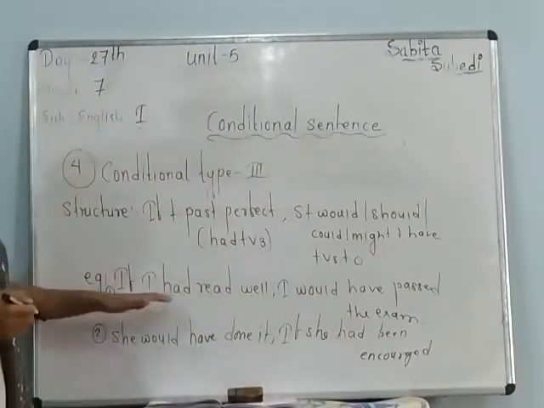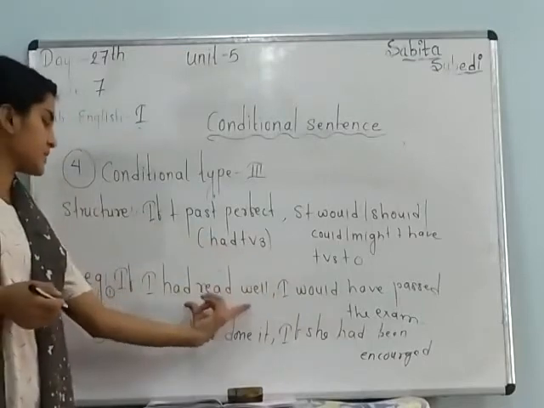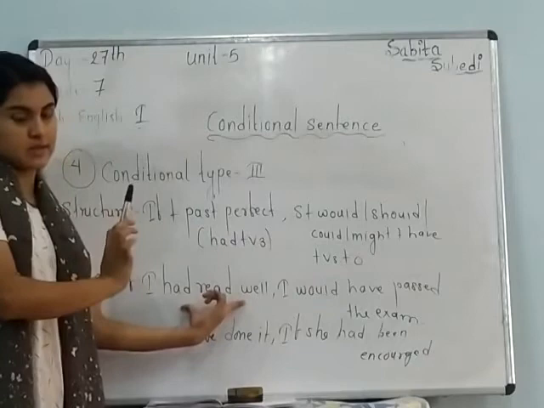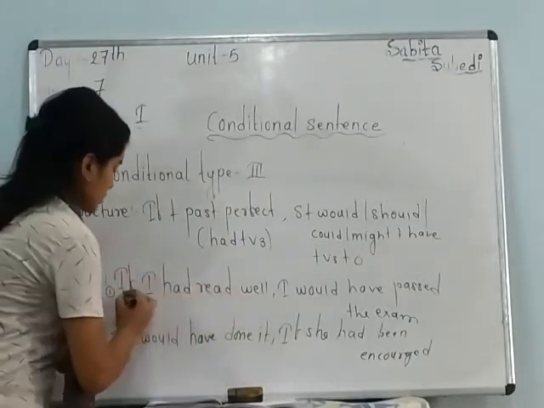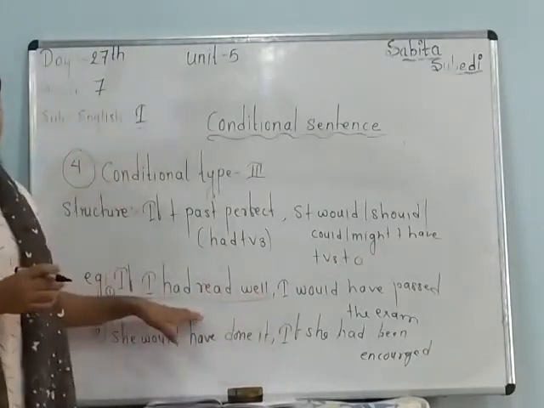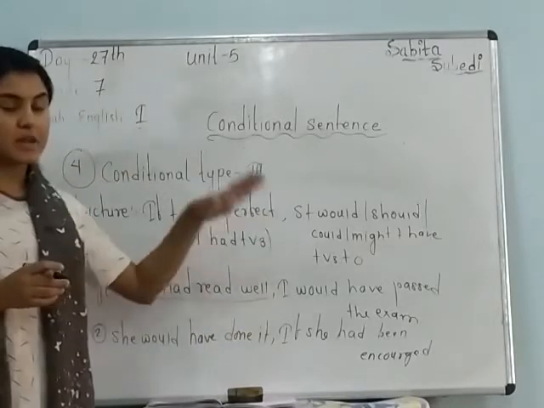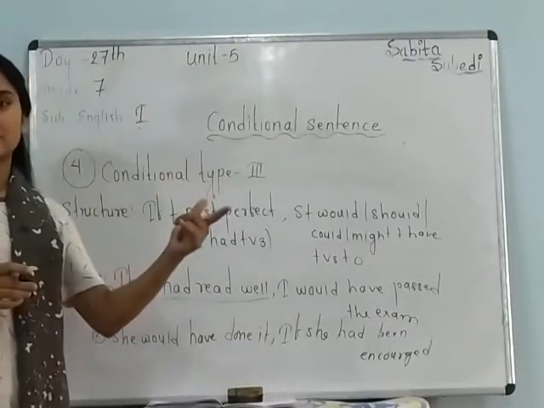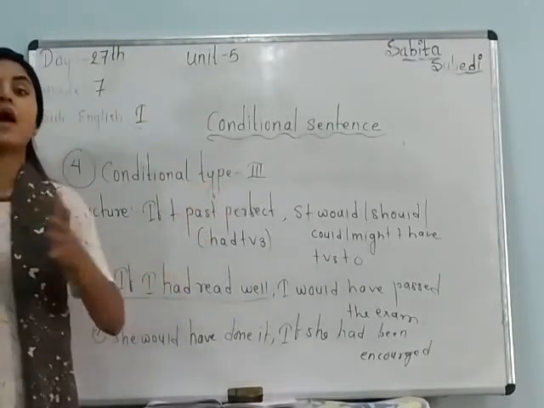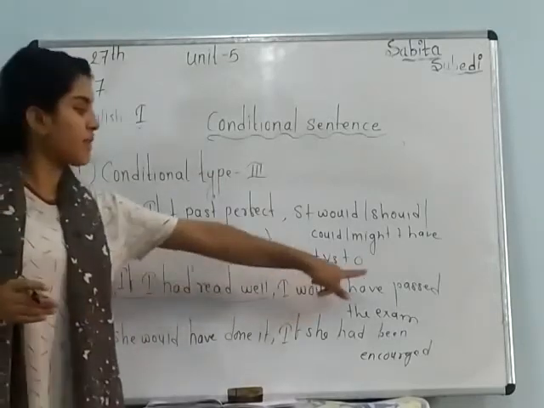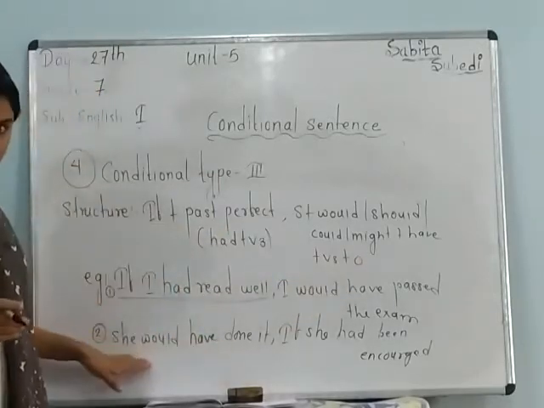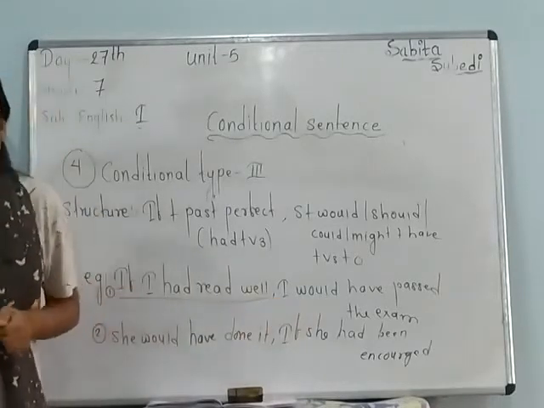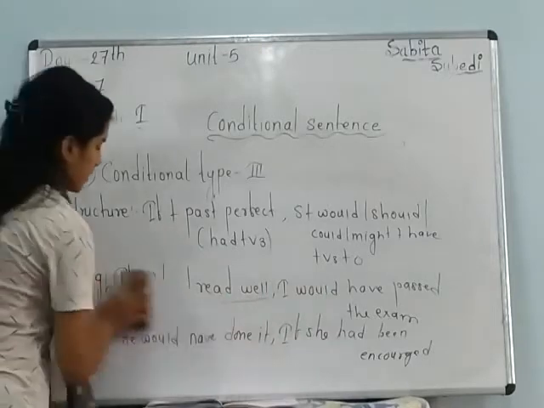If I had read well, I would have passed the exam. This is the if part, and the situation had not taken place in the past. It didn't happen. And now, at present, you are imagining the result of this situation. If I had read well, I would have passed the exam. So here I have written the main part at first, don't get confused. She would have done it if she had been encouraged. Alright?